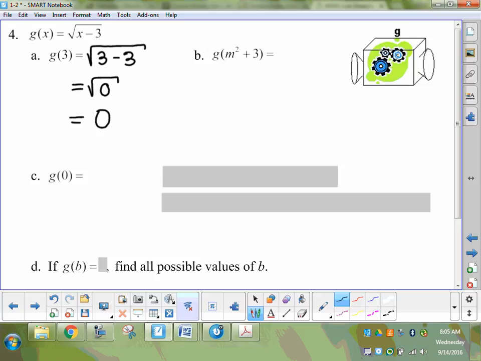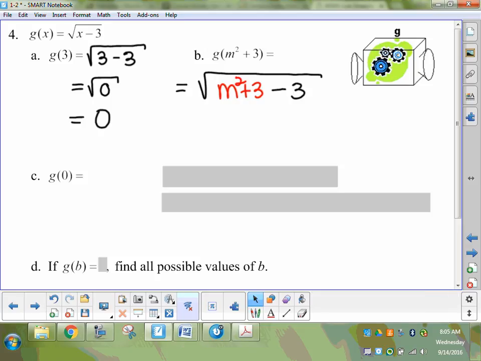The next one up, you've got to take the square root of the input minus 3. So in this case, that would look like the square root of my input minus 3. And in this case, my input would be m plus 3. And I'm going to want to simplify that down. Oh, sorry. Already I'm wrong. M squared.